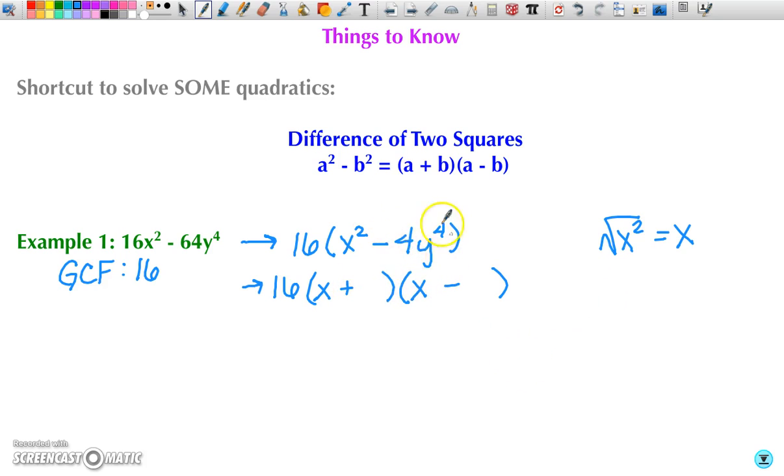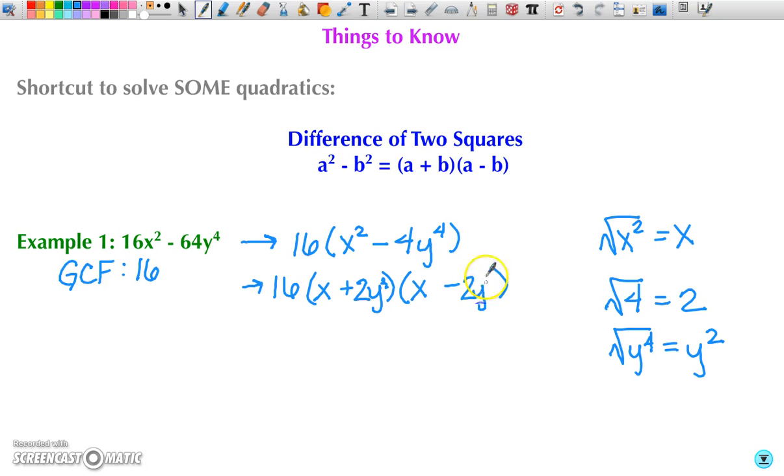So then now we need what's considered our B part. So the square root of 4 is 2, so that's going to go here and here. And the square root of y to the fourth is y squared. So y squared here and y squared there.